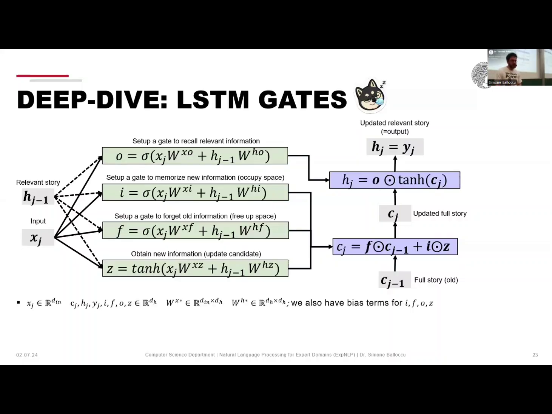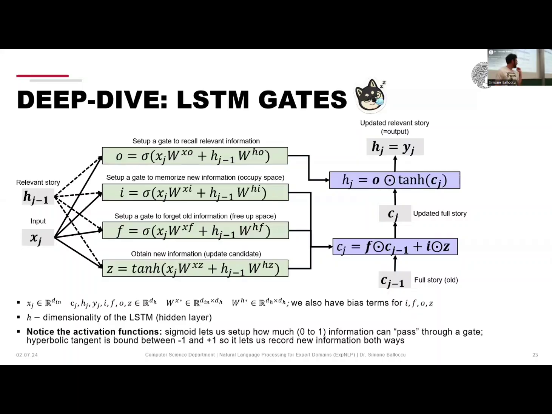All these parameters have their own dimensionalities that I don't particularly care about. H is the dimensionality of the hidden layer. So again, I have the parameters. And as I said before, notice the activation function. When we are setting up a gate, it has only values between 0 and 1. 1 completely passes through that specific element of the vector, 0 completely blocks it. And so we use sigmoid for the three gates. And the hyperbolic tangent is good for new information. It's kind of like when we use a ReLU or a GELU or whatever. Yes?